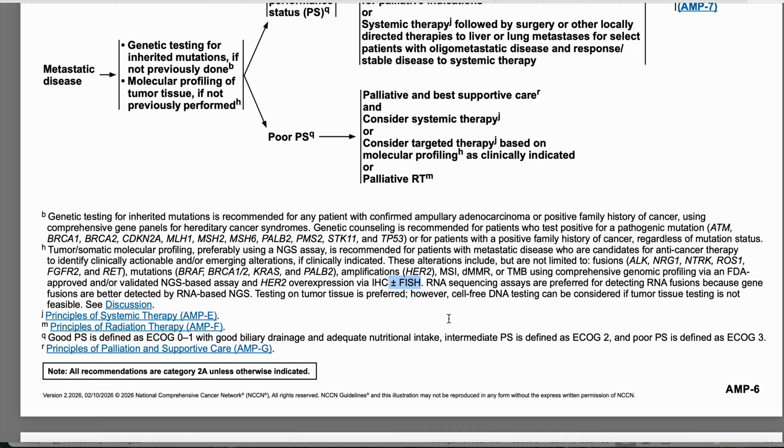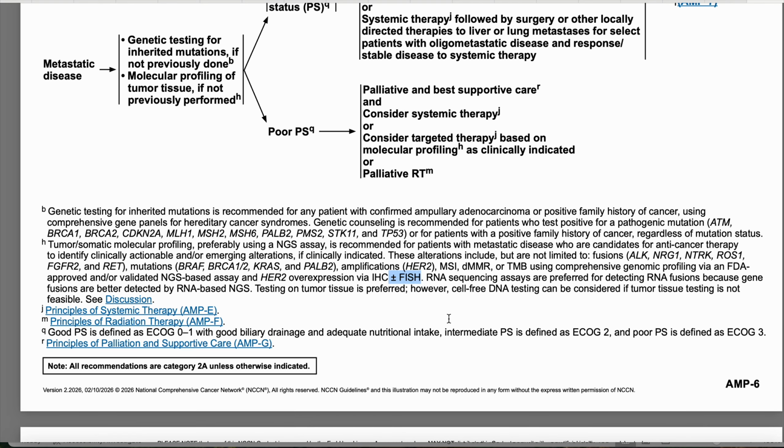RNA sequencing assays are preferred for detecting RNA fusions because gene fusions are better detected by RNA-based NGS. Testing on tumor tissue is preferred. However, cell-free DNA testing can be considered if tumor tissue testing is not feasible. Good performance status is defined as ECOG 0 or 1 with good biliary drainage and adequate nutritional intake. Intermediate PS is ECOG 2, and poor PS is defined as ECOG 3.